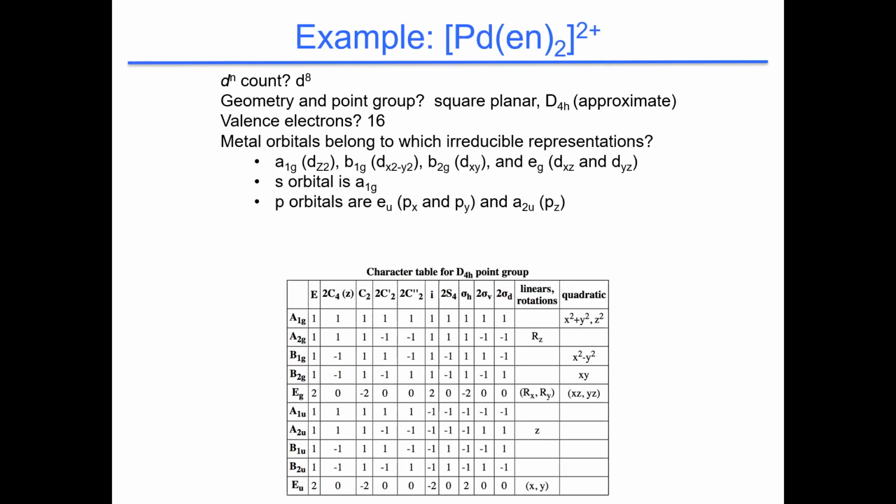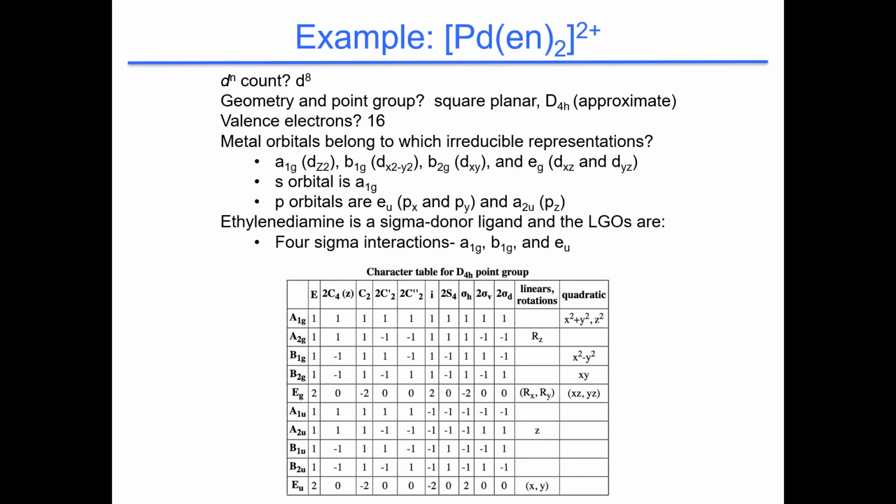So again, you can use the character table to determine which metal orbitals belong to which irreducible representations. Using these rightmost columns to guide you, you can see that the dz squared now has A1g symmetry. The dx squared minus y squared is going to be B1g. dxy is B2g, and then Eg is the dxz and the dyz.